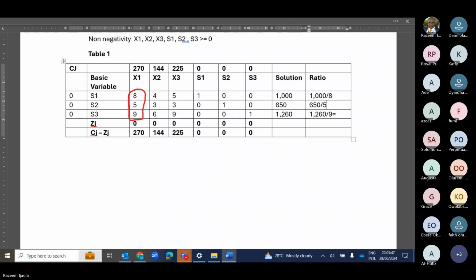How much, please? 1,000 divided by 8 is what? 125.